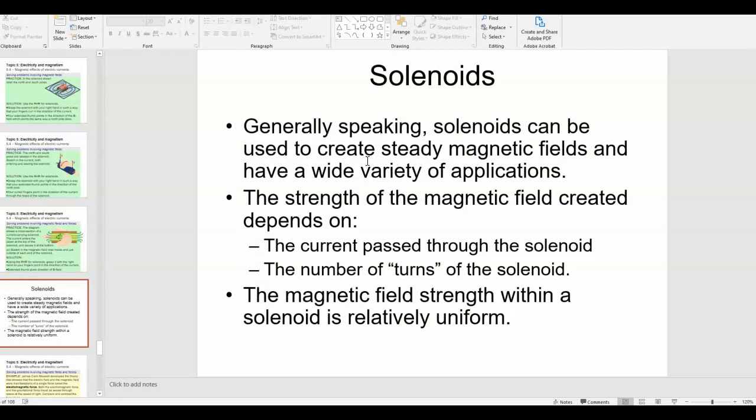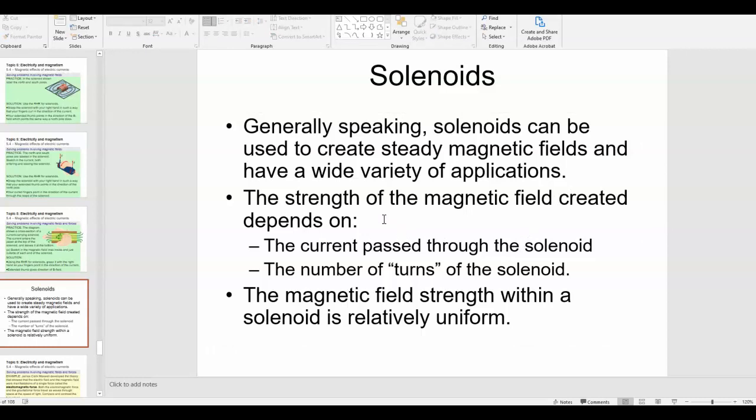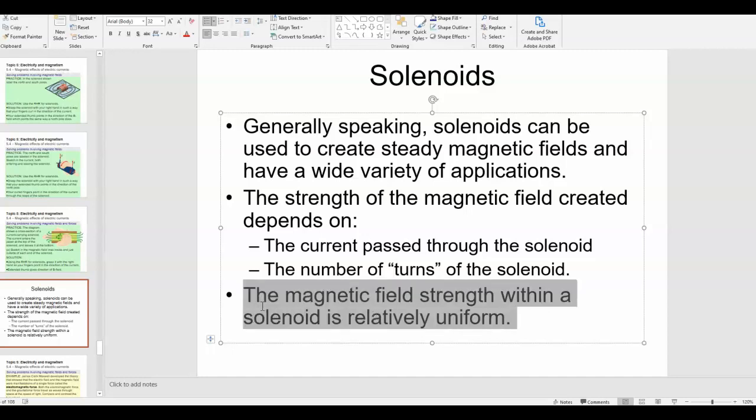And we don't have time to get into all the cool applications of solenoids. They are used in a wide variety of different fields. I do want to tell you two things. The strength of the magnetic field created inside the solenoid depends basically on two factors. Number one, the current. The bigger the current, the stronger the magnetic field. That's true for a solenoid or any other wire. Number two, the number of turns of the solenoid. What the heck is a turn? Turn is a fancy physics word for loop. The more loops you have, the stronger the magnetic field. And you should know that the magnetic field within a solenoid is relatively uniform.